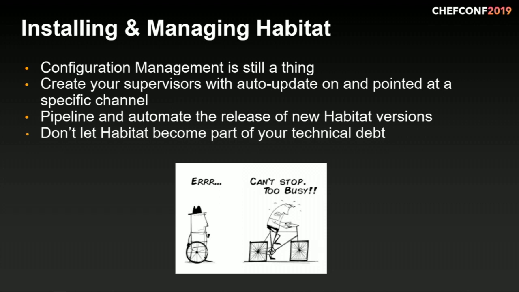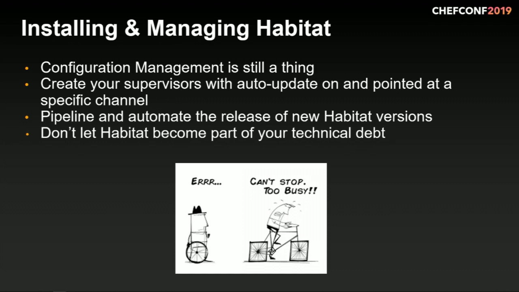Create your supervisors with auto update on and point it at a specific channel. So Habitat does channel-based software delivery. The Habitat supervisor is able to update itself based on a channel subscription. So what we're saying here is that you should subscribe your Habitat supervisors to channels and allow them to auto update when you promote Habitat supervisors into that channel.